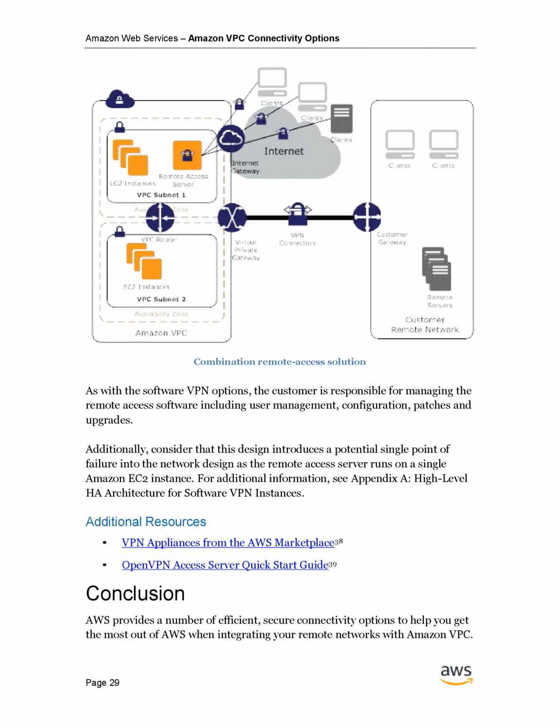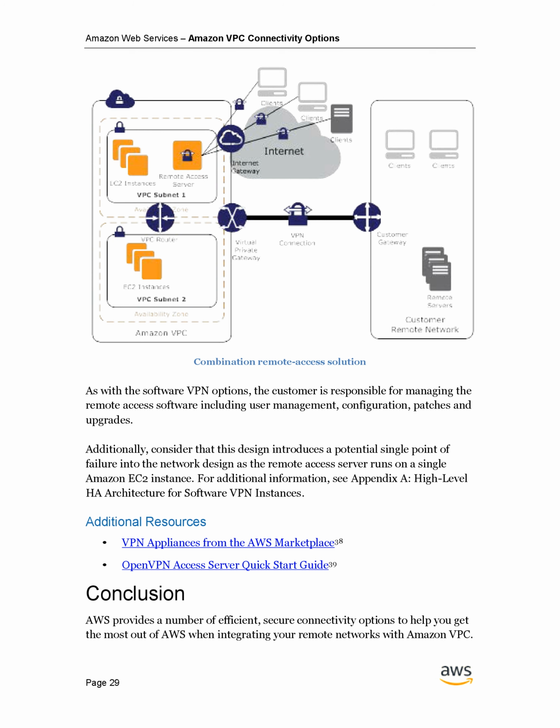As with the software VPN options, the customer is responsible for managing the remote access software including user management, configuration, patches and upgrades. Additionally, consider that this design introduces a potential single point of failure into the network design as the remote access server runs on a single Amazon EC2 instance. For additional information, see Appendix A, High-Level HA Architecture for Software VPN Instances.